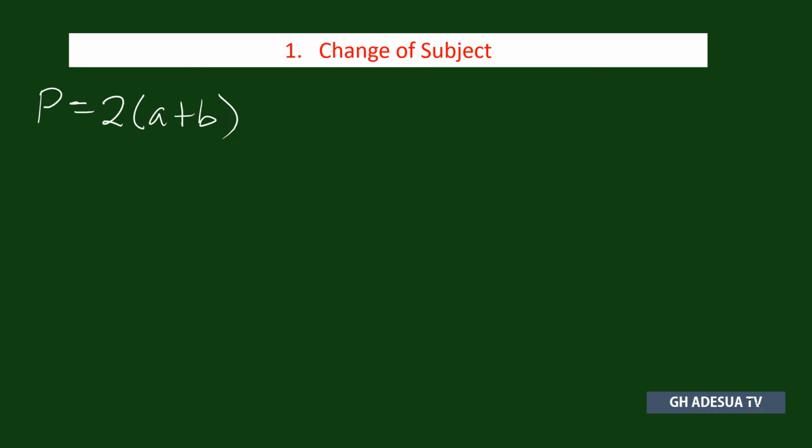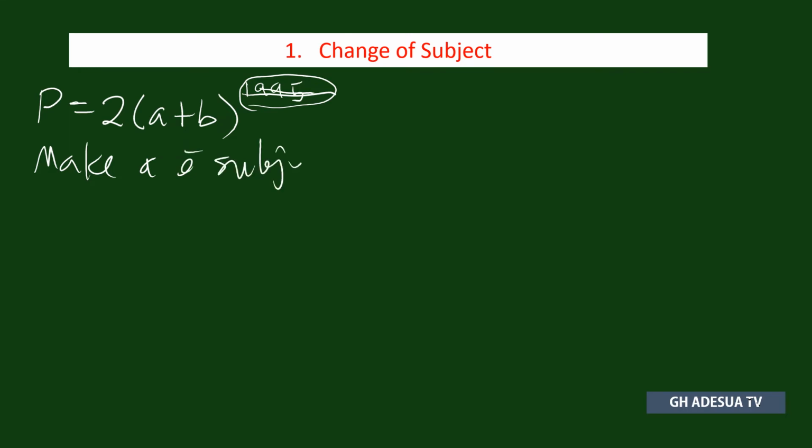So we have P is equal to 2 into bracket A plus B. There is a past question, that is BC 1995. In 1995, all of you were not born. Alright, that was by the way. So BC 1995, question 17, is P is equal to 2 into bracket A plus B, bracket closed.